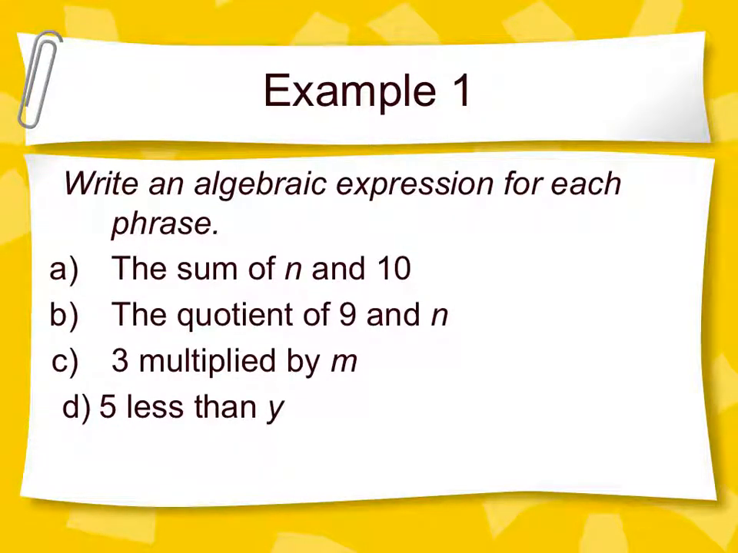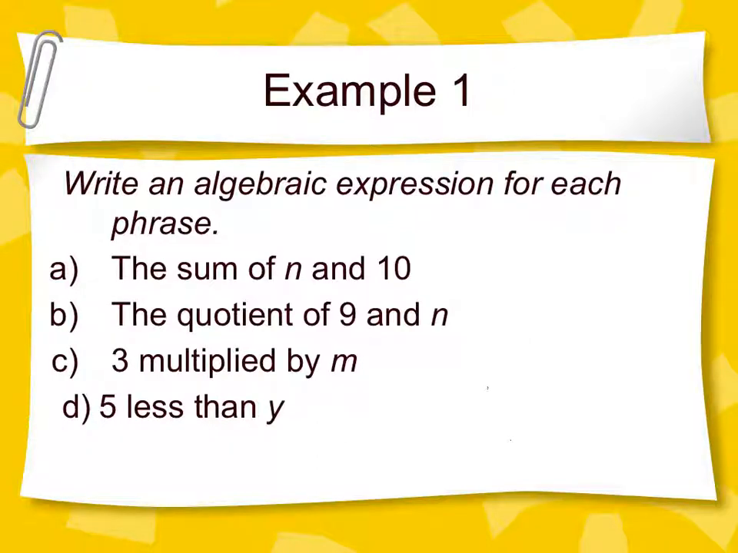So if we think about some of these expressions here, the sum of n and 10, you want to add. So you're going to have n plus 10. Whereas if we have the quotient of 9 and n, we're going to divide. And I like to use fractions to represent division. It's going to be really key in our organization as we move forward in algebra. Let's erase those so we can have some room for the next ones.